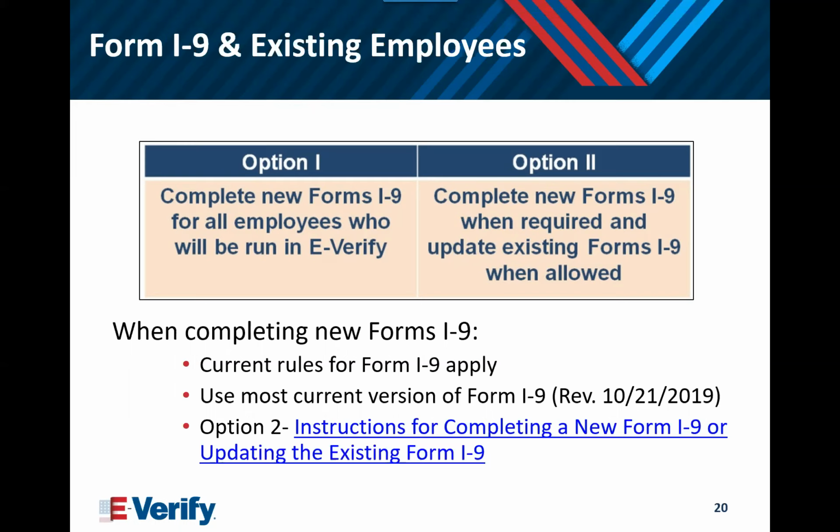Option 1 is to just blanket complete a new Form I-9 for all employees who will be run through E-Verify. If you are choosing option 1, you would still retain the existing Form I-9 that you had previously completed, attach the new to the old, that way you're maintaining historic documentation.